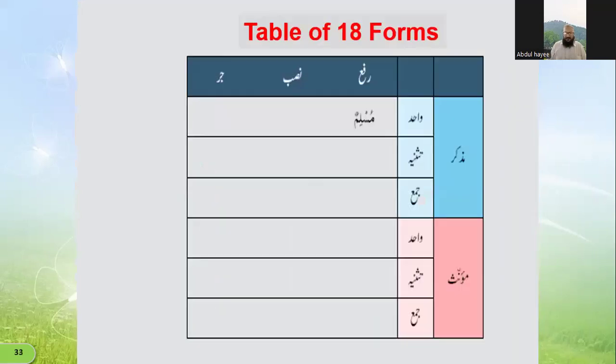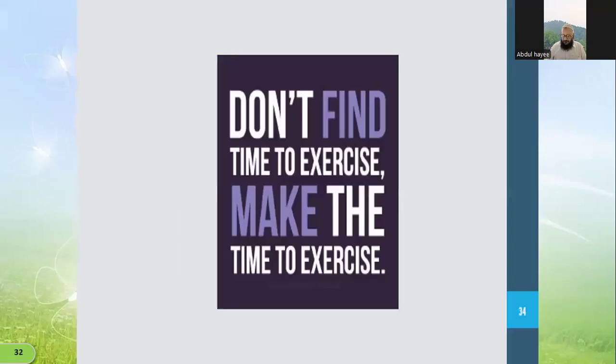Let's have an exercise. Remember, don't find time to exercise, make the time to exercise. You have to make time. You make time to go to the market, to attend a party, to visit a doctor, to meet a friend, to see a sick person or to visit a relative. Same way you have to make time to learn something or exercise.